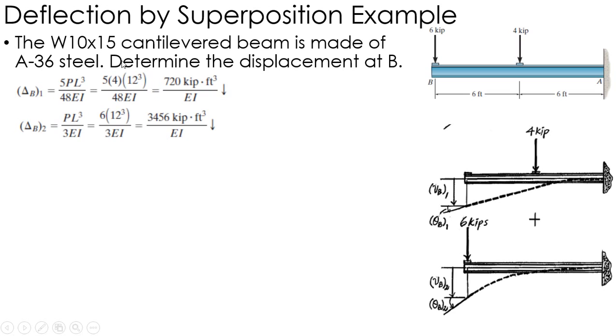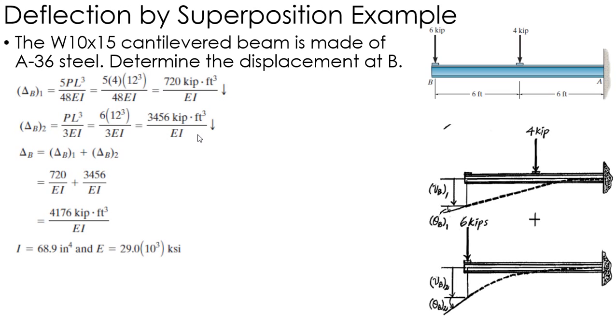Now for it loaded at the end point, the deflection at the end point is PL cubed over 3EI, where again P is now 6 kips, L is still 12 feet, and I can find the deflection due to that 6 kip load. Now all I do is add those two things together, and I get 4,176 kip-feet cubed over EI.